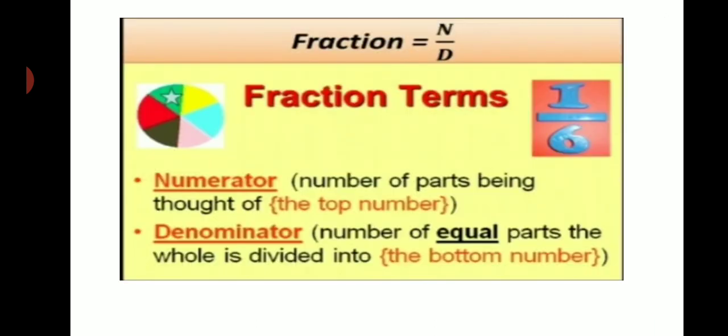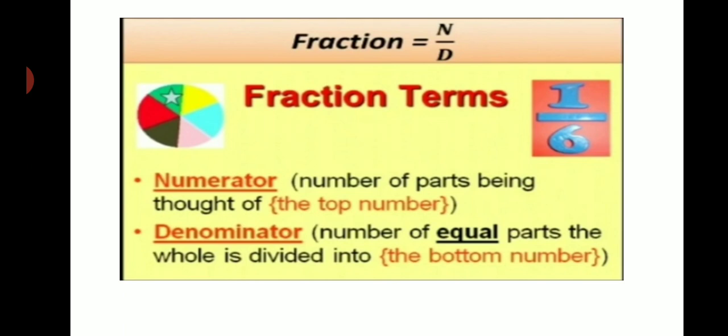Now what are the terms of a fraction? N upon D. Here N means numerator: the number of parts being thought of. It is also called the top number. And D means denominator: the number of equal parts the whole is divided into. It is also called the bottom number.